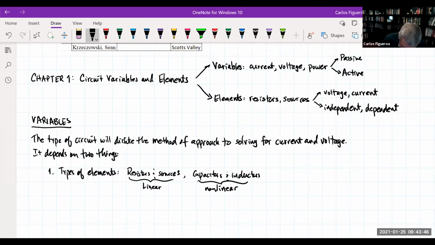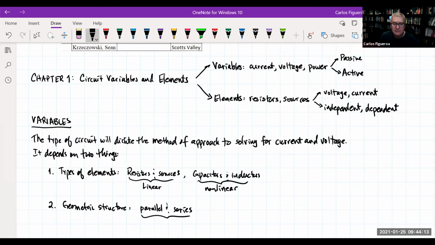The other thing that it depends on, as you're going to find here, is the geometric structure. And when you look at the geometric structure, it turns out that you can break it into two pieces here. You can do parallel and series. And when you do parallel and series, you're going to see that you typically do some type of reduction in order to really solve these things.